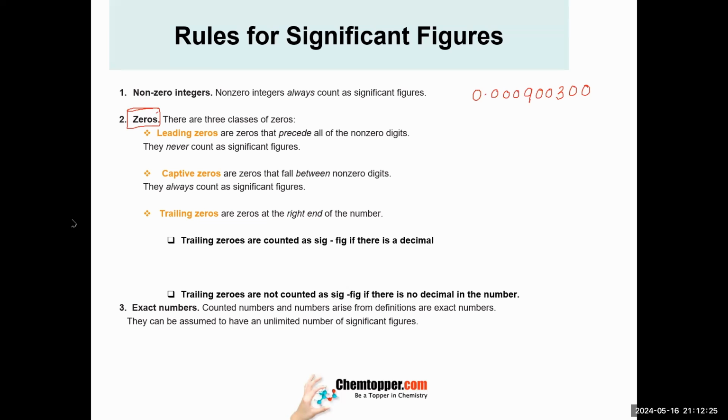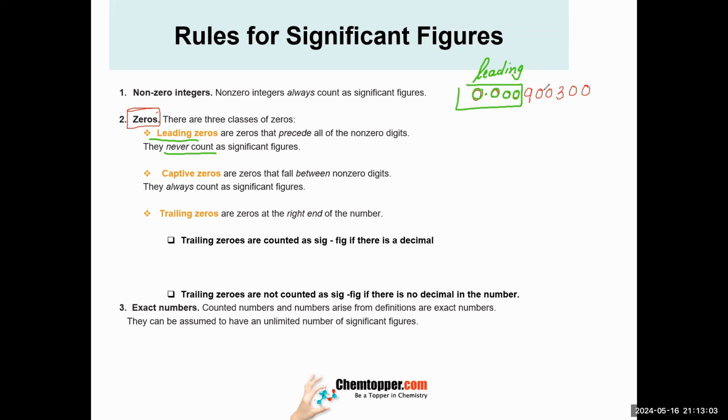Okay, I'll be using different colors to show you different types of zeros. The zeros which are placed in front, these zeros. Can you see there is no non-zero digit in front of these zeros? These are called leading zeros, and they are never counted as significant figures.